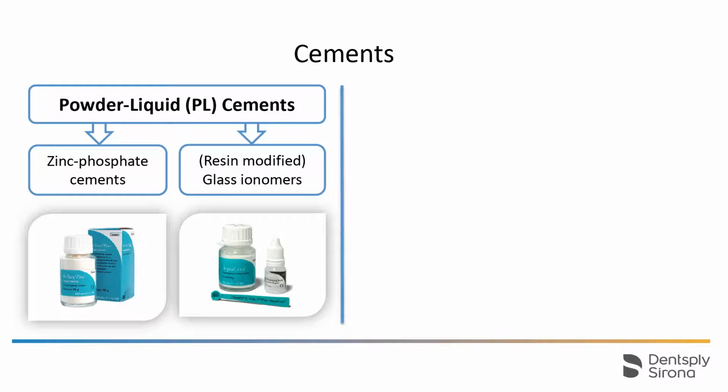Conventional powder-liquid cements are mixed manually. Examples include zinc phosphate cements, such as the Dentsply Sirona product D-Tray Zinc, or also glass ionomer cements, such as Aquacem. Conventional powder-liquid cements set purely chemically. Furthermore, there are some powder-liquid cements that also have an additional resin component and not only set chemically, but can also be light-cured.